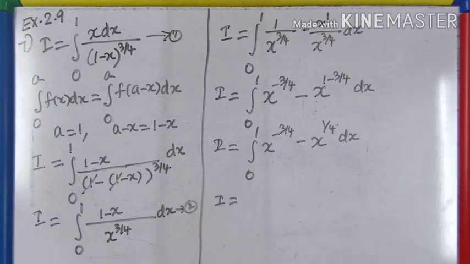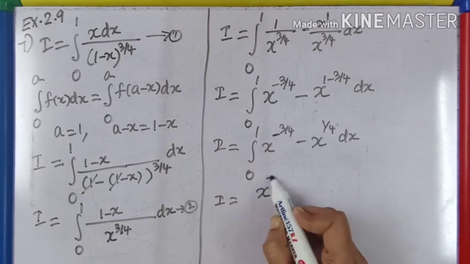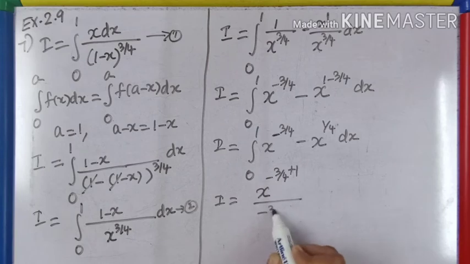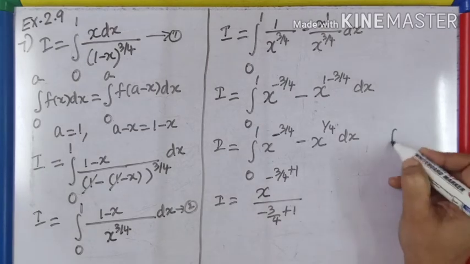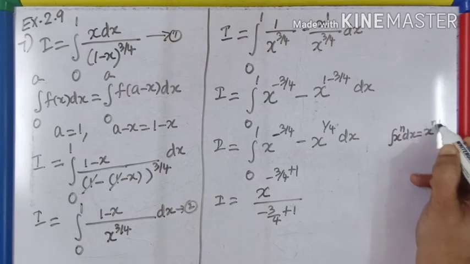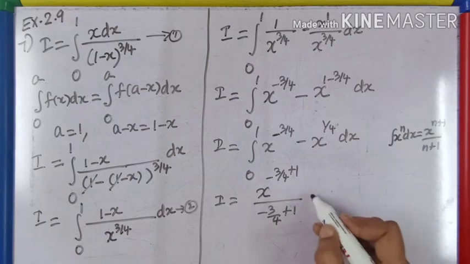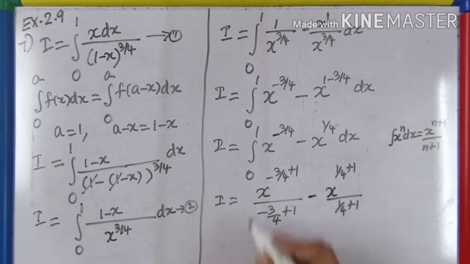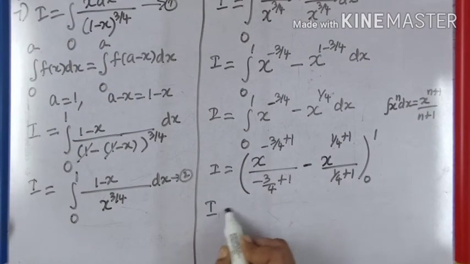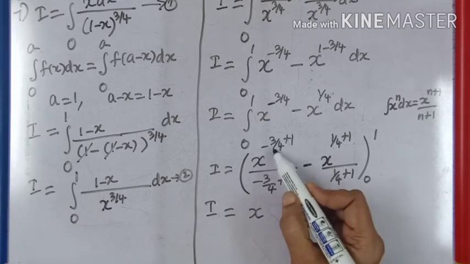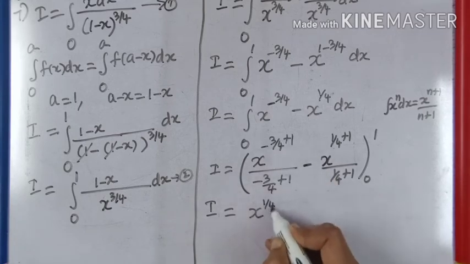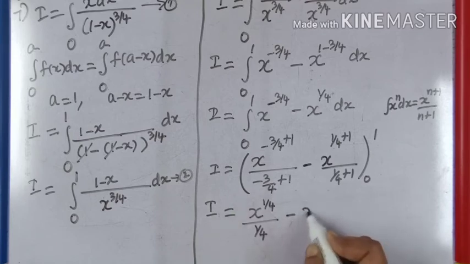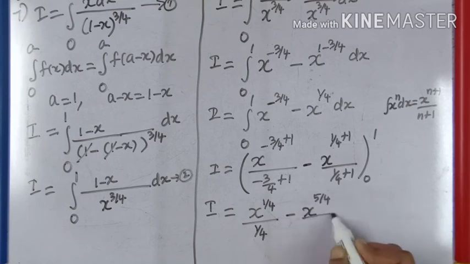Now we shall integrate. x power minus 3 by 4 means x power minus 3 by 4 plus 1 by minus 3 by 4 plus 1. What formula am I using? Integral of x power n dx is x power n plus 1 by n plus 1. Similarly, x power 1 by 4 will be x power 1 by 4 plus 1 by 1 by 4 plus 1. The limits are from 0 to 1. As I simplify, I equals x power minus 3 plus 4 by 4, that is 1 by 4. Denominator also the same. Minus 4 plus 1, 5 by 4. Denominator also 5 by 4. Between the limits 0 to 1.